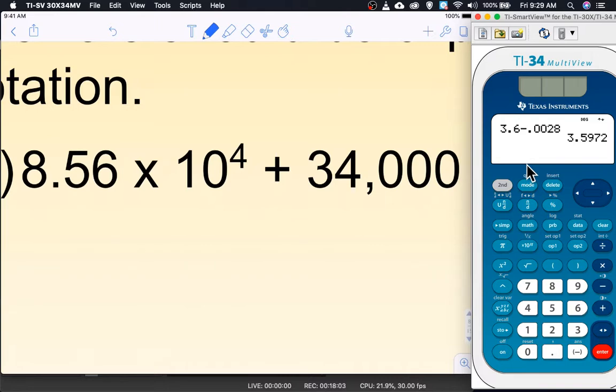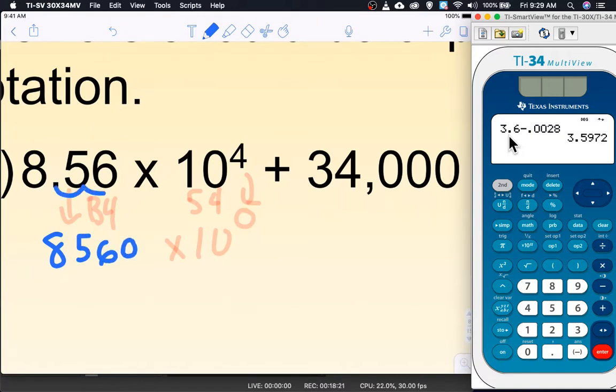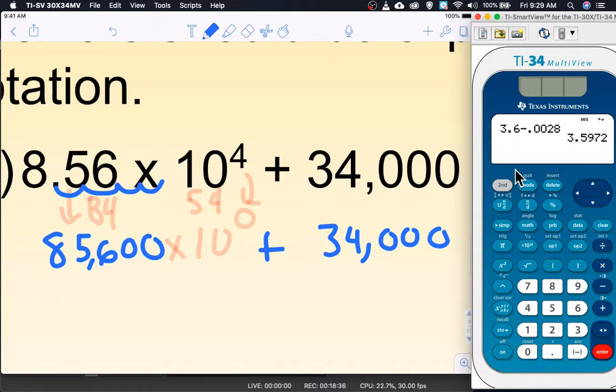So if you changed this into standard form, I'm going to make this times 10 to the power of 0. That got smaller by 4, so this piece will get bigger by 4. All right, it becomes 8, 5, 6, 0, 1, 2, 3, 4. Ooh, I need another 0. So 85,600 plus 34,000. Those are now both in standard form, so I can add them together. That gives me a little over 100,000.